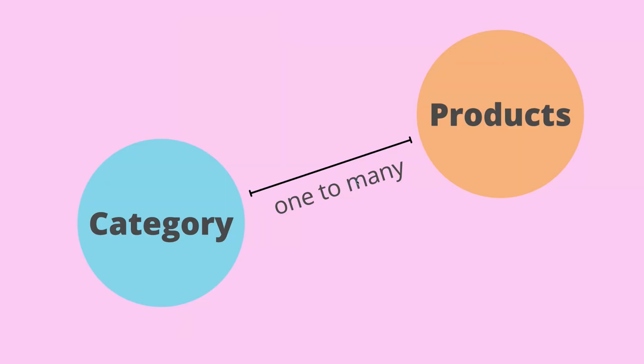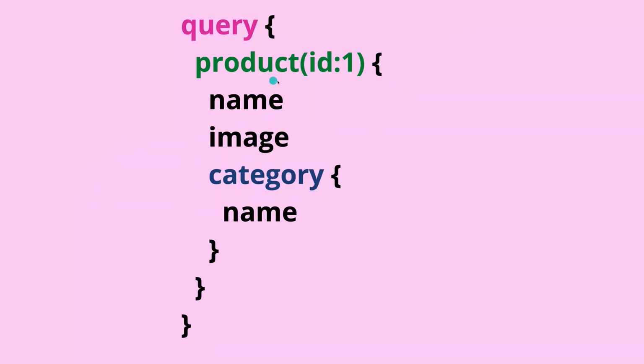Now, with something like this, we can, of course, go the other way around. We can also query for the product, and then we can get its category. So we can do something like, hey, I want to get the product with the ID of 1, I want to get its name, I want to get its image, but I also want to get its category. And this is just going to return an object where we have the category name. So that's what's so powerful about GraphQL. We can really ask for anything that we want as long as our data is interconnected.